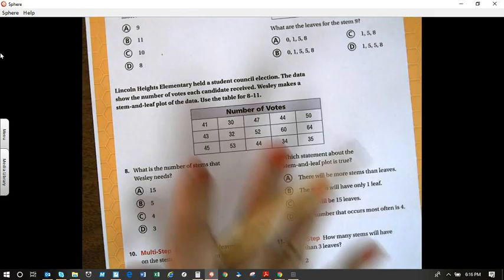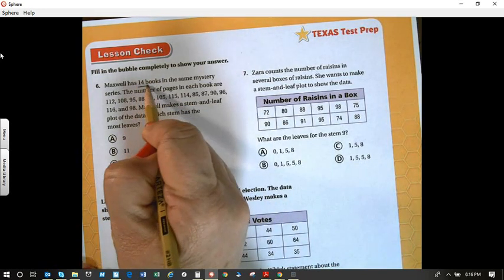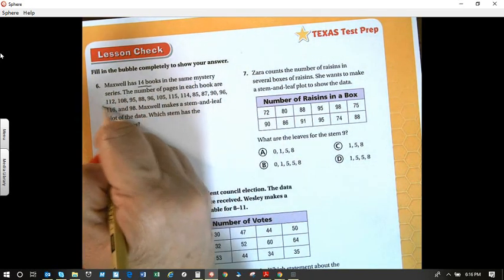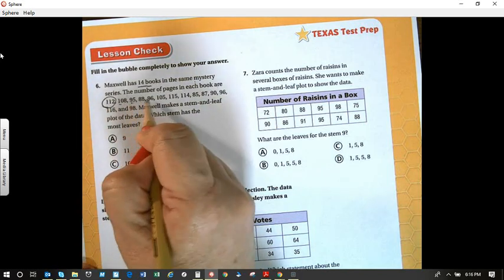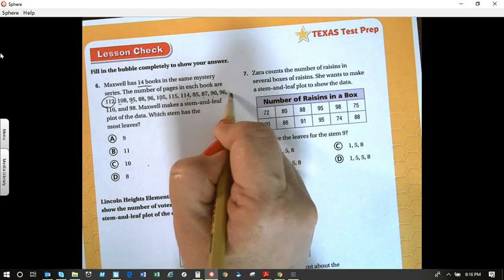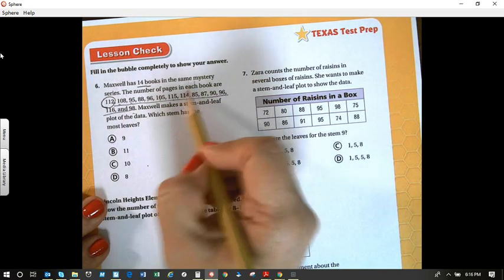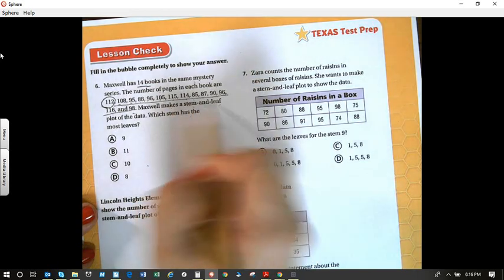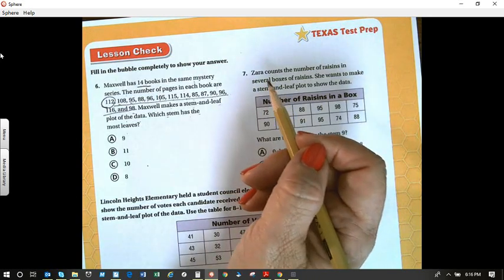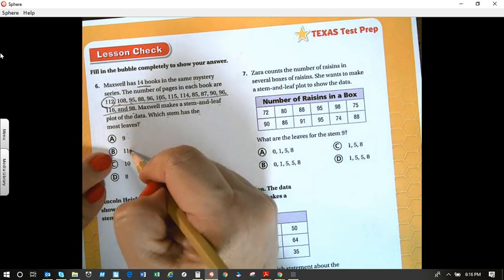We're looking at number 6. Number 6 reads, Maxwell has 14 books, same mystery series. The number of pages in each book are 112, 108, 95, 88, 96, 105, 115, 114, 85, 87, 90, 96, 116, and 98. Whew, lots of numbers. Okay, so those are all the numbers that are in those pages. Maxwell makes a stem and leaf plot of the data. Which stem has the most leaves? All right, is it stem number 9 that would have the most leaves, 11, 10, or 8?